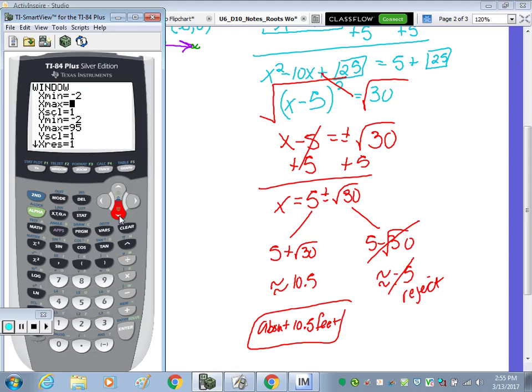20 might be too far. You can change it to 15. It looked like it was starting to hit the peak or vertex at 5, so I was thinking 10. And here we know it's going to be about 10.5. So if you count over, 1, 2, 3, 4, 5, 6, 7, 8, 9, 10.5 is right there. You know you're right.